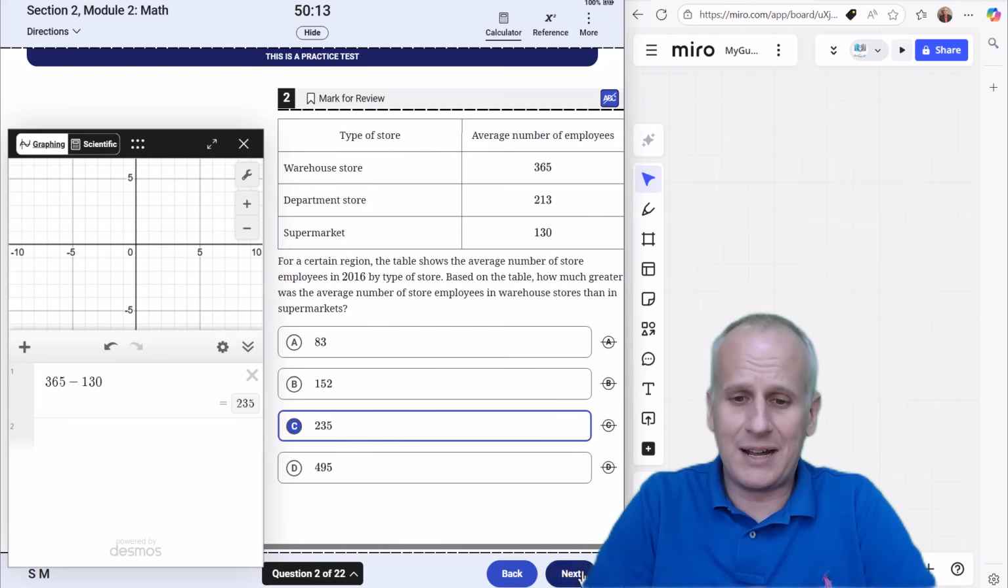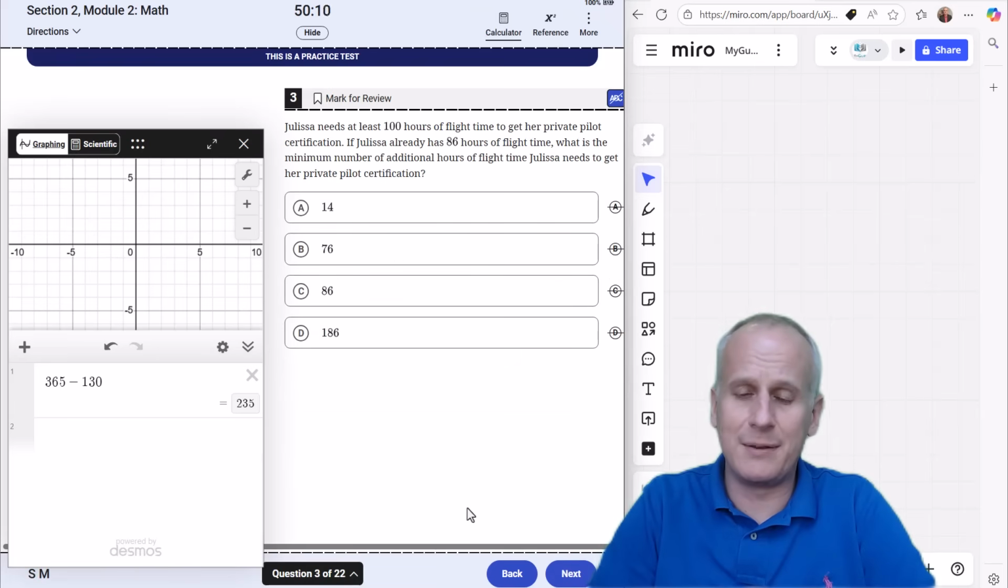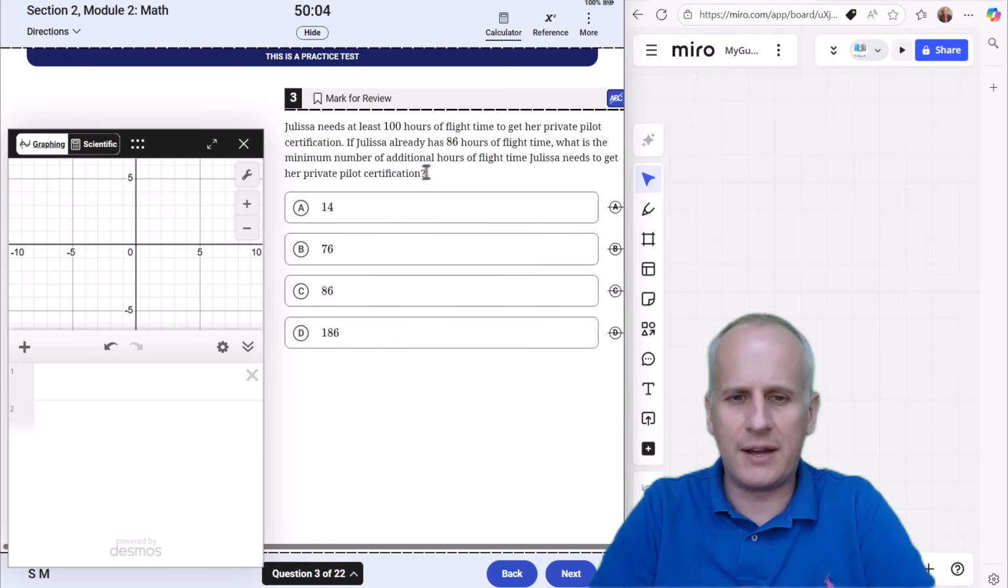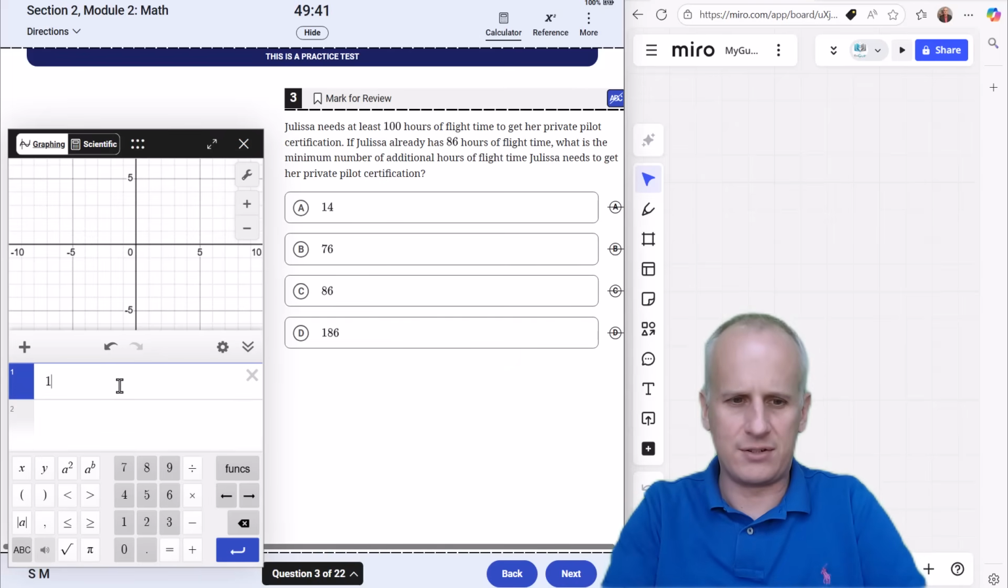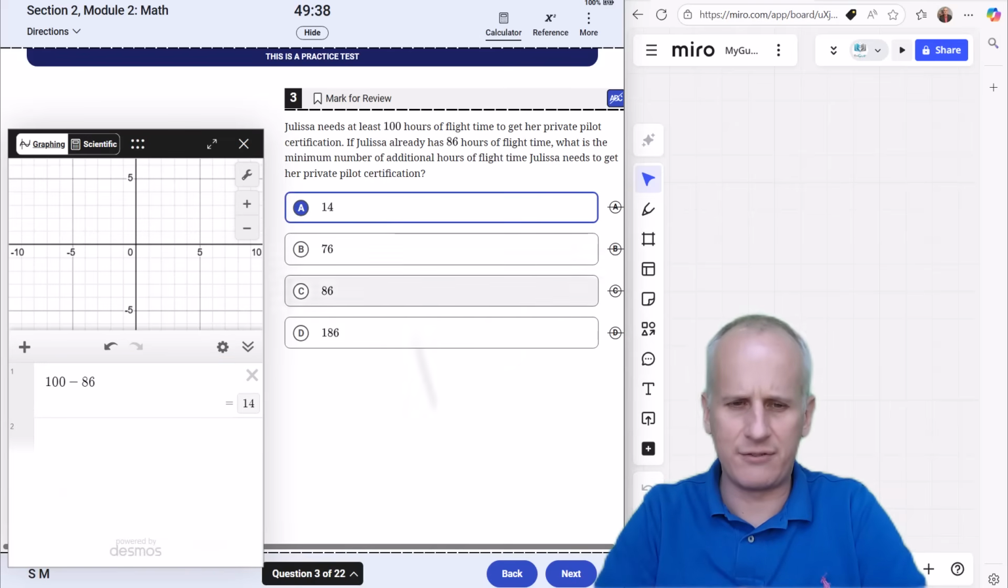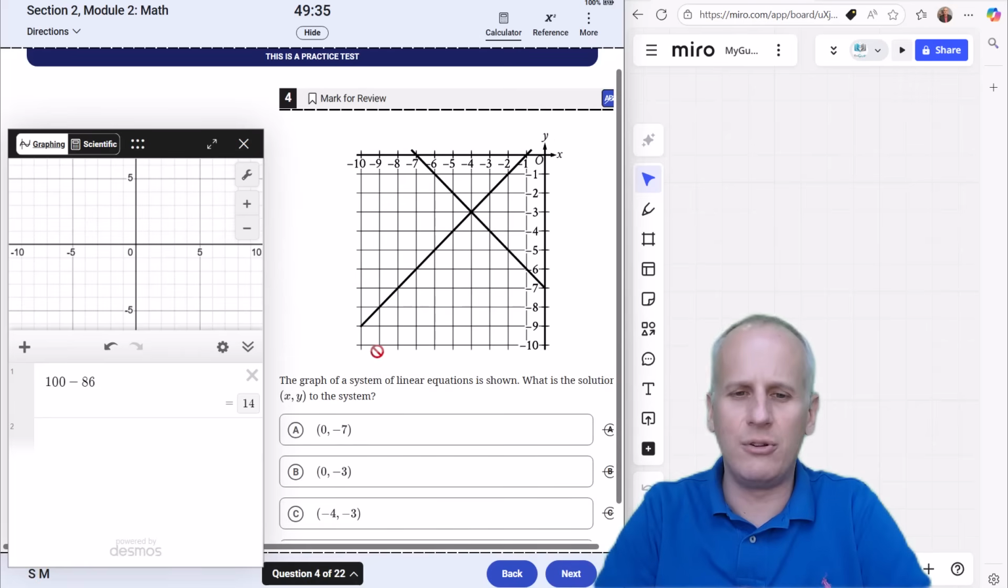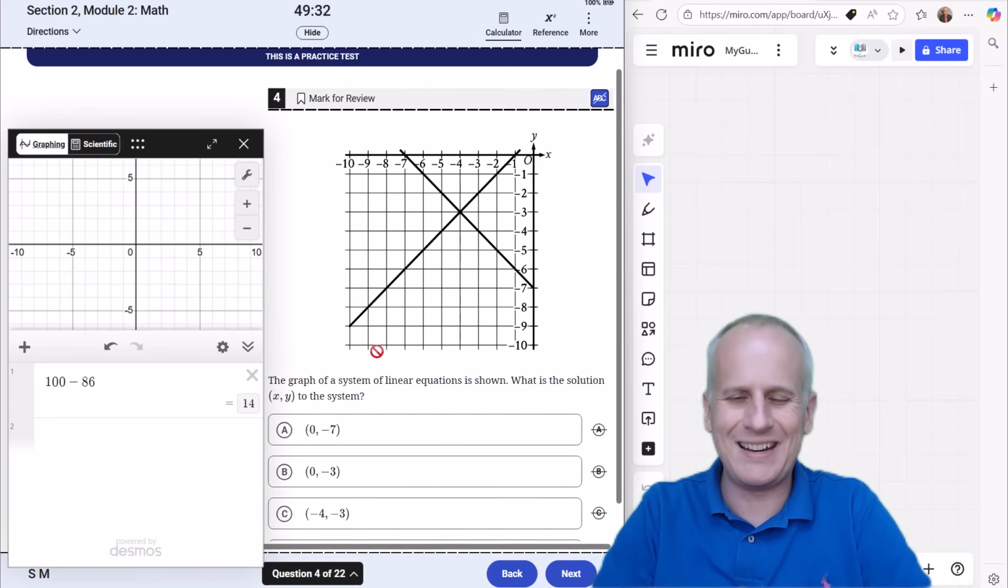And again, we don't need to overcomplicate anything. We will move on to the next question, understanding that by not having to write down our scratch work, we're less likely to make a mistake. So just clearing out the calculator once more, we skip to the end. We're being asked for what is the minimum number of additional hours of flight time Julissa needs to get her private pilot certification. So we know that she needs at least 100 hours of flight time to get her private pilot certification. She already has 86 hours of flight time. So that's just going to be 100 minus 86, and there's my answer of 14. Again, do it all in the interface, and you'll help yourself be a little bit more efficient and accurate.